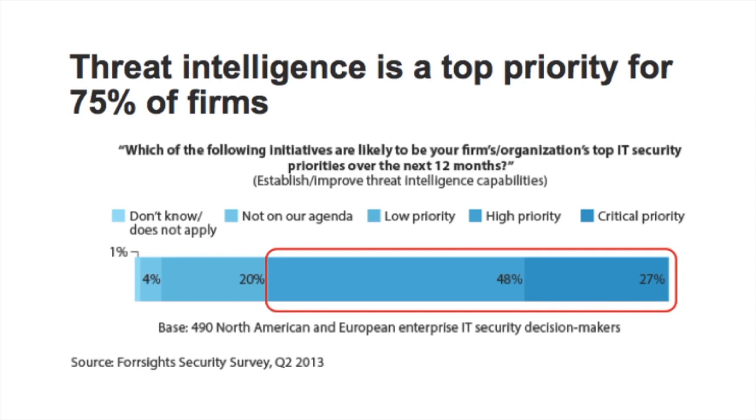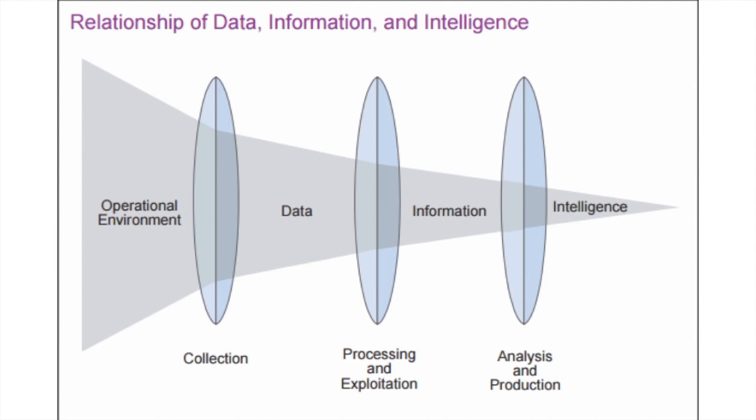A quick statistic is that threat intelligence is a top priority for 75% of firms. Another diagram we have here is the relationship of data, information, and intelligence. We can understand that right now we have a lot of data. We may even have some information. But what we're really looking for is intelligence.